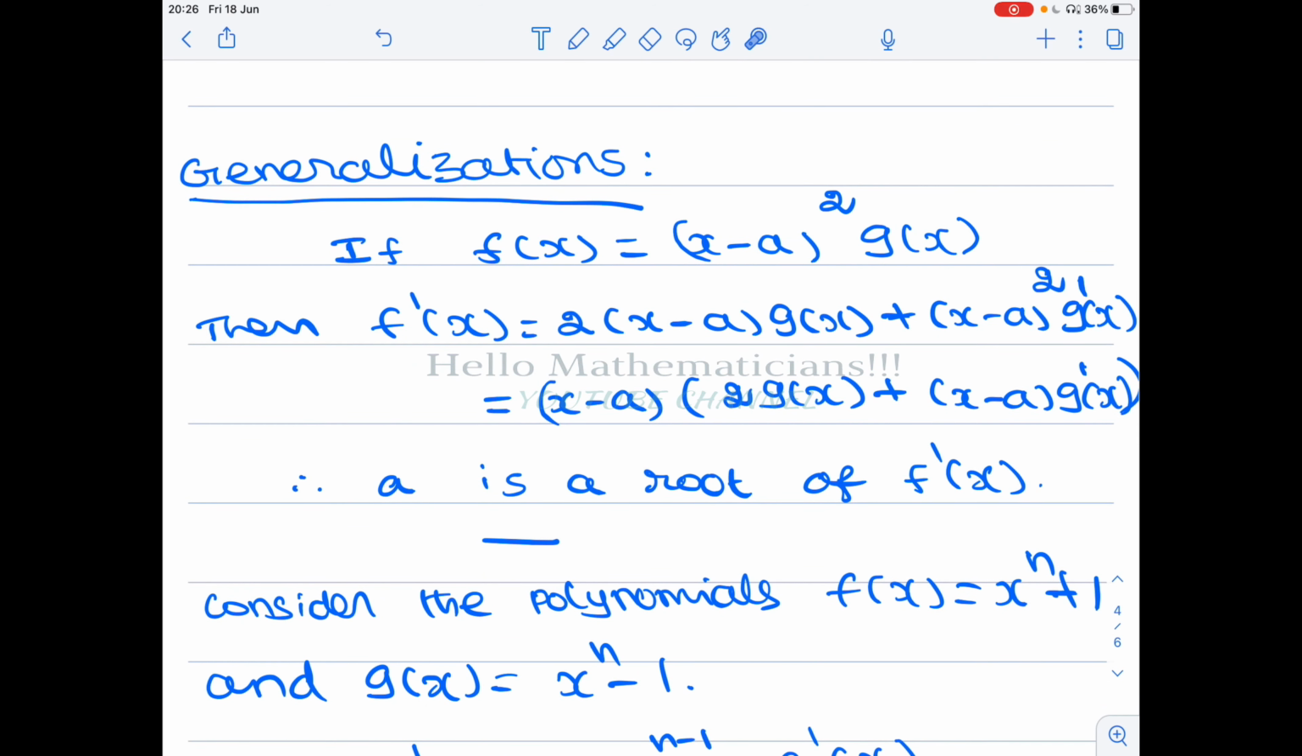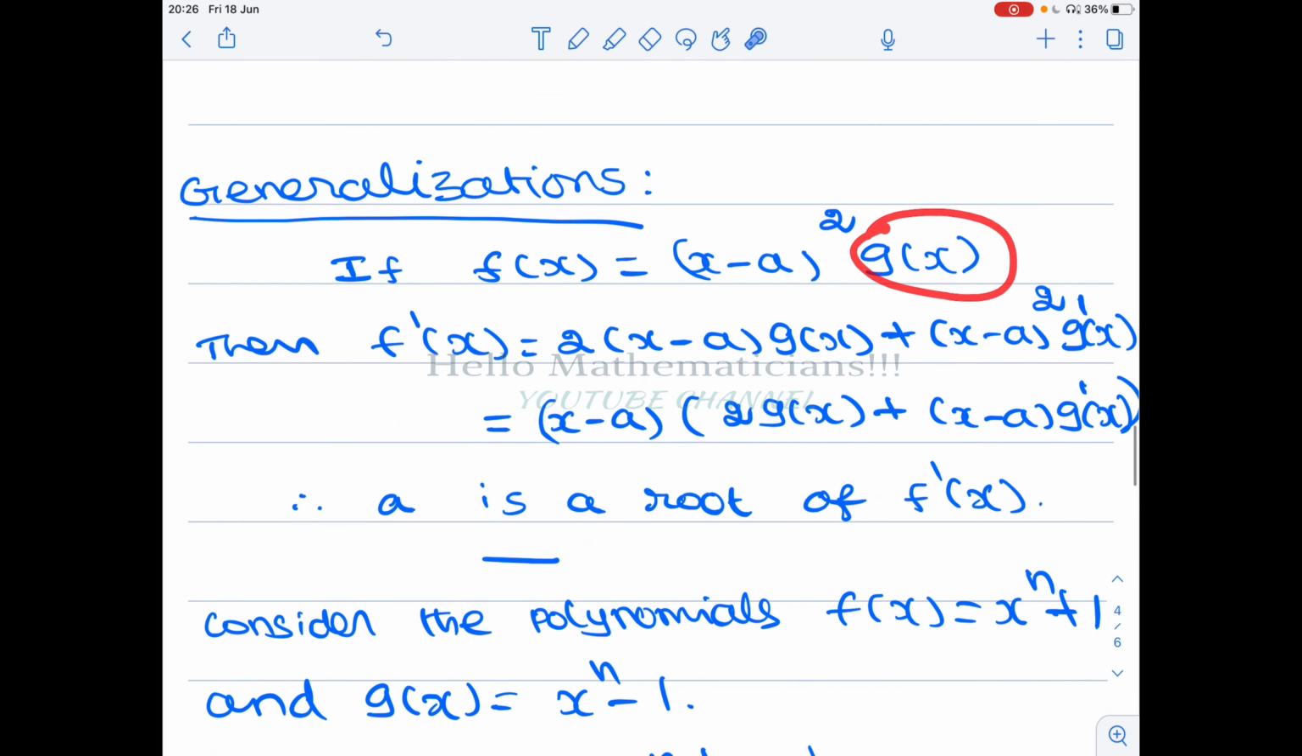Suppose a is a root of f(x) at least two times. Why at least two? Because for g(x) also, a can appear as a root. Then what is f prime(x)? f prime(x) equal to, you can use the product rule.